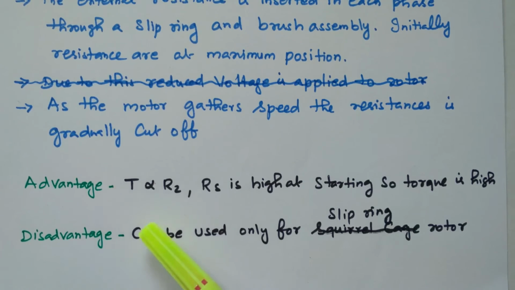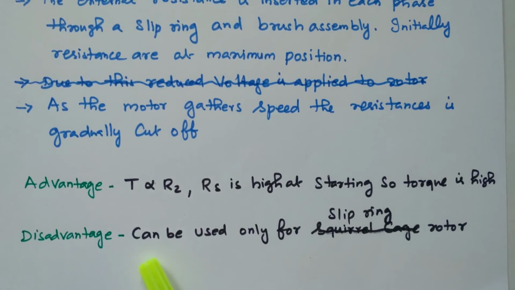So the main advantage is torque is directly proportional to the external resistor. Initially the resistor is very high, so automatically we are getting more torque. R2 is highest during the starting, so that torque is very high at the starting. Right? Due to the high resistance added at the beginning, we are getting the highest torque at the beginning.